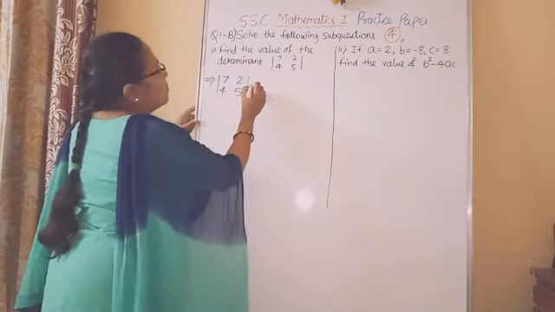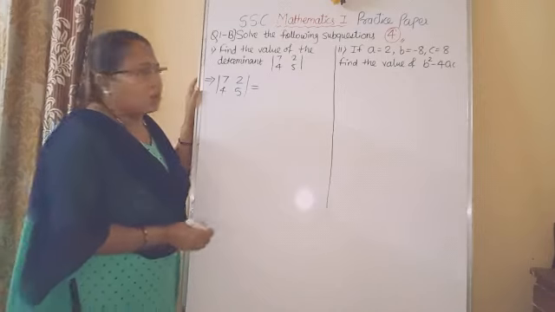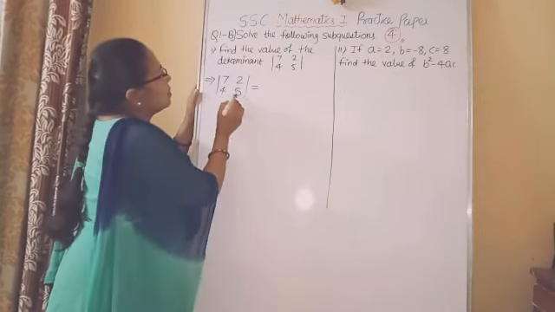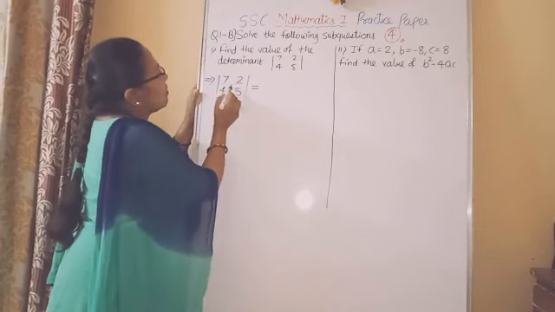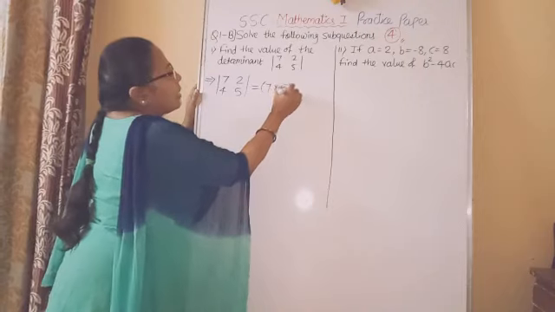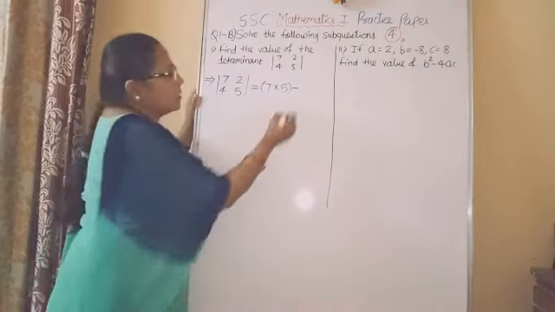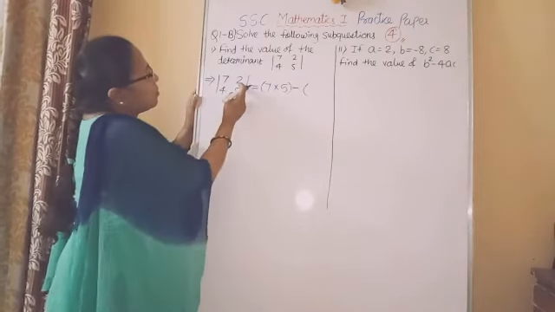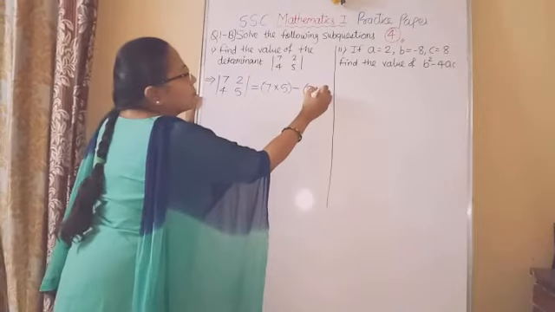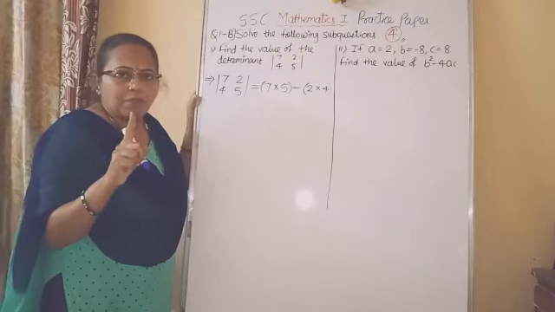Equal to. Now, as you know how to find the value of a determinant, we have to do cross multiplication. First cross multiplication, 7 multiplied by 5. Then minus sign. Then second cross multiplication, 2 multiplied by 4. So for this step you will get half mark.